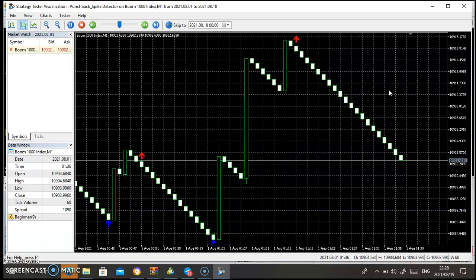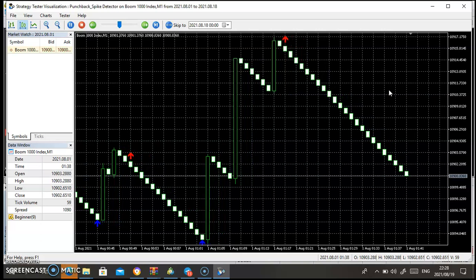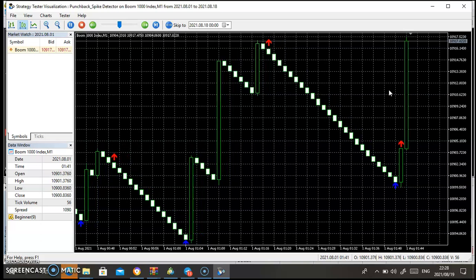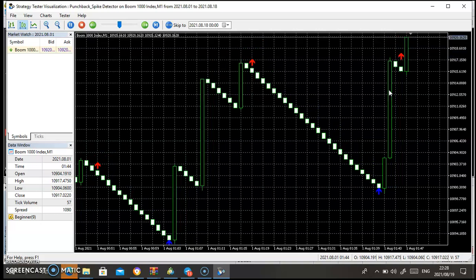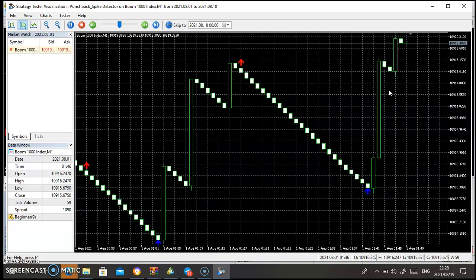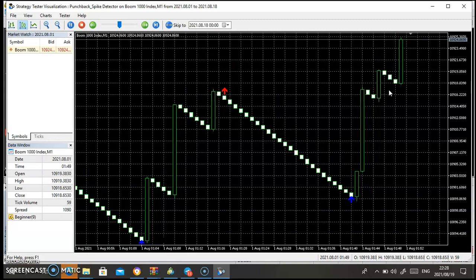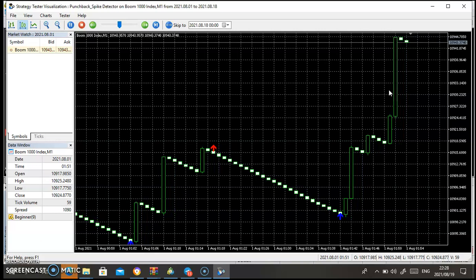Do you guys see how the system is repainting? Look at that small spike. There's a big spike, but the system is still repainting. So that's a bad thing for people who are using this system, because at the end of the day, you will lose more money than you make.